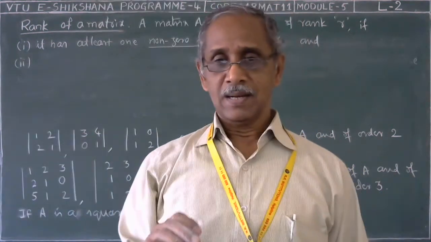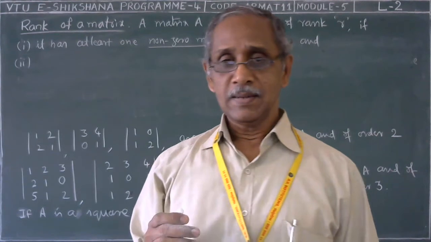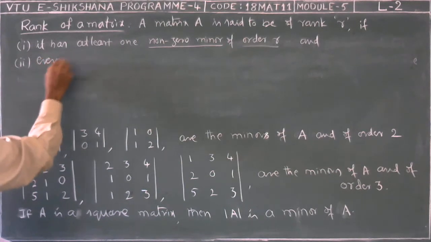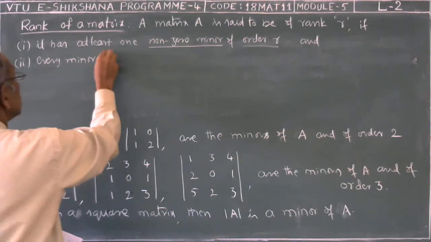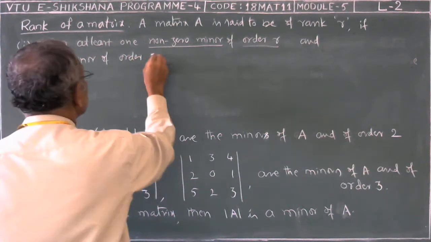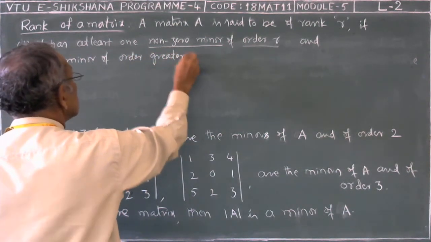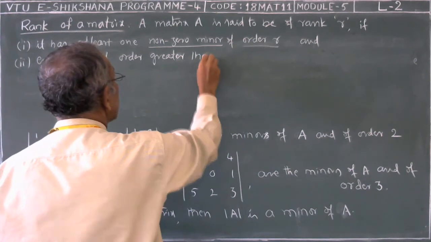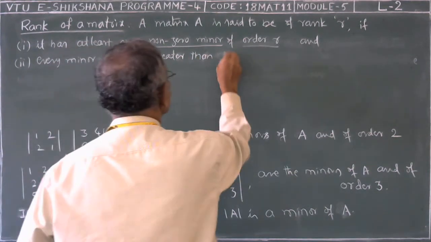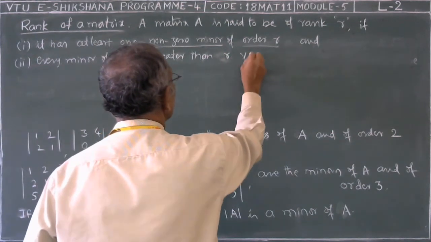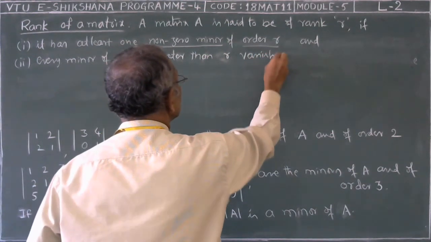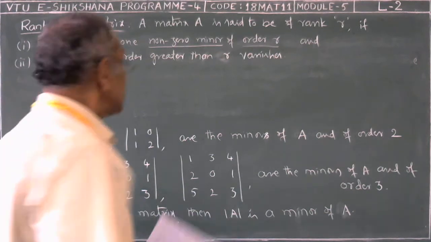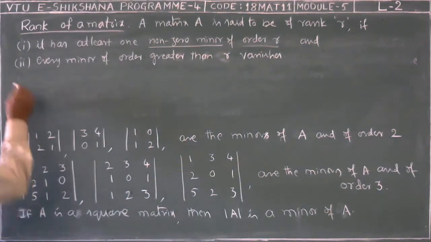Every minor of order greater than r, that is r plus 1 and above, should vanish. That means the value of the determinant is zero. So rank is symbolically written as rank of a matrix A.